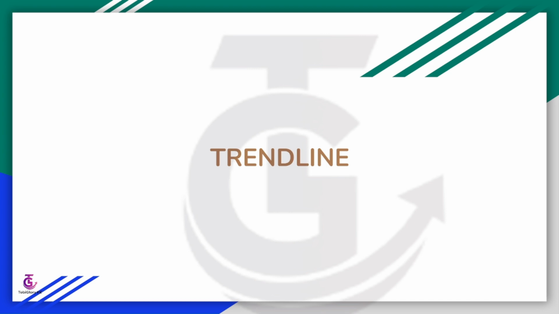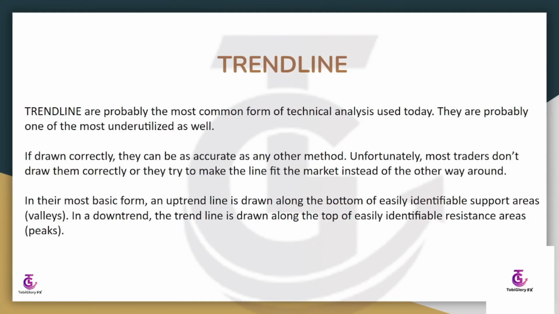Let's talk about trend lines. Trend lines are probably the most common form of technical analysis used. I told you about support and resistance and trend lines. Trend line is one of the best technical analysis tools in the financial market. If drawn correctly, they can be as accurate as any other method.